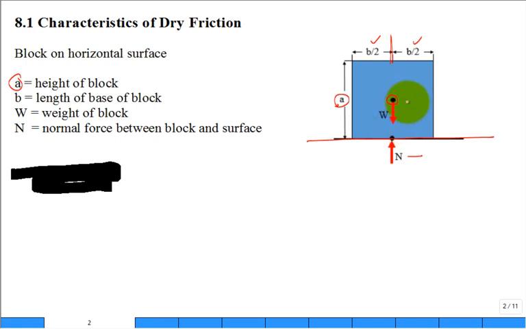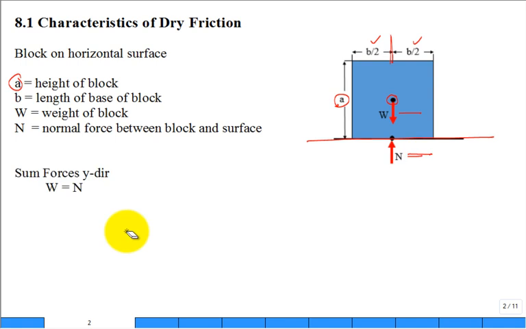And what is the relationship between W and N? They're the same. How did you do that? The magnitude is the same. Well, you did it with equilibrium. The sum of the forces in the Y must equal 0.